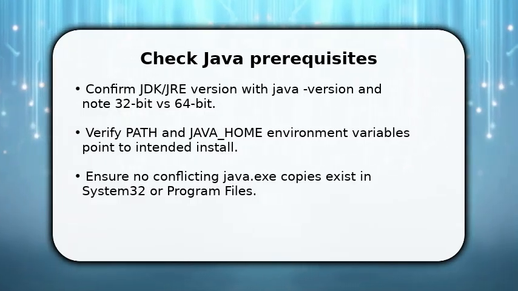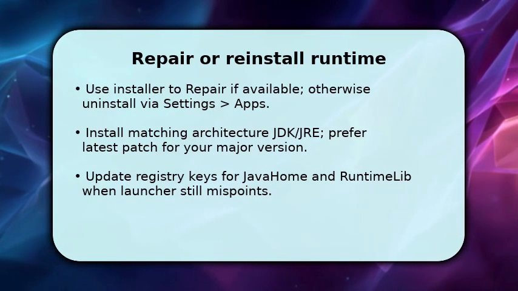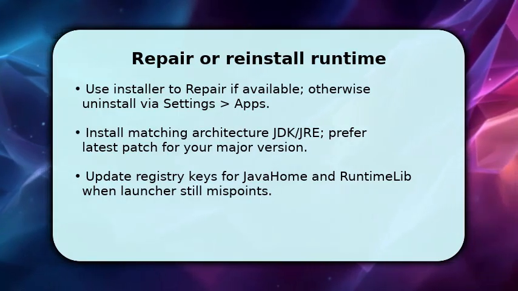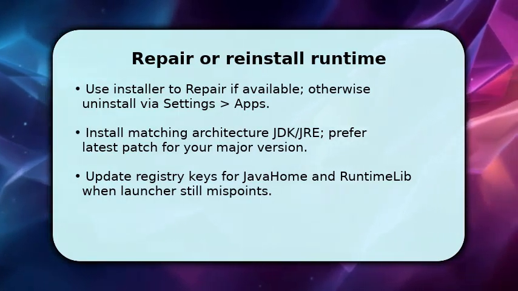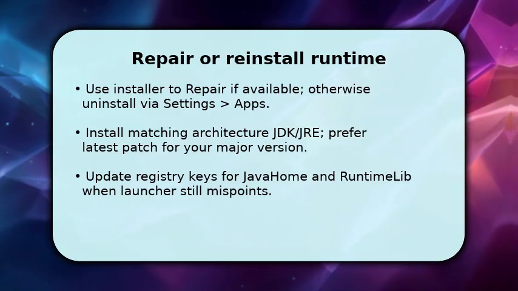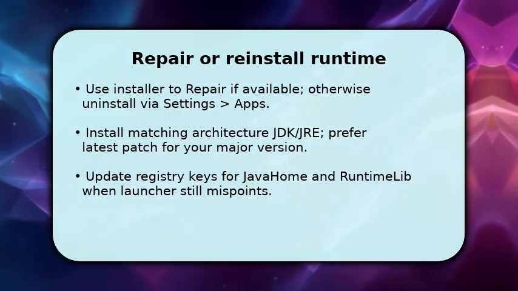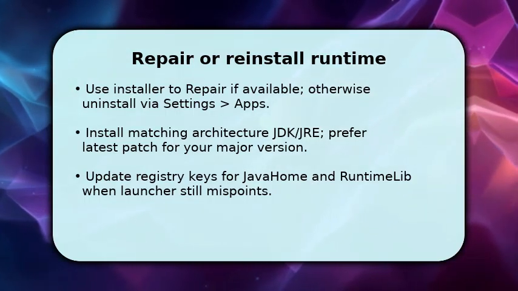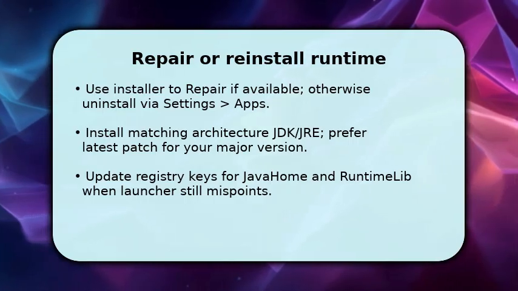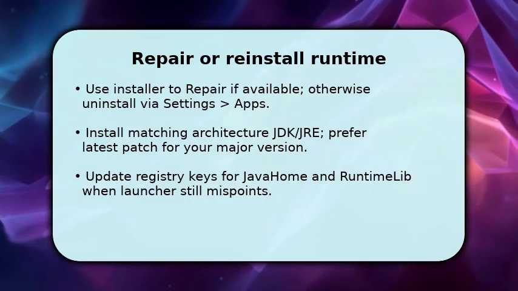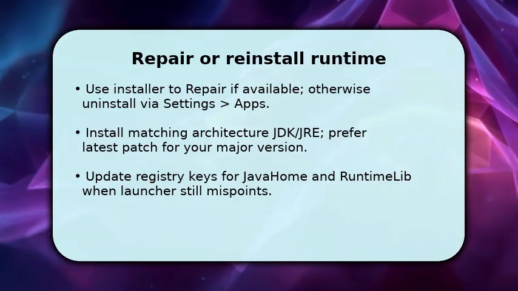Next, repair or reinstall the runtime. Try the installer's repair option first because it restores missing files and registry entries quickly. If repair isn't available, uninstall via Settings Apps and then install the exact architecture and major version your application requires. Make sure you choose the latest security patch for that major release.